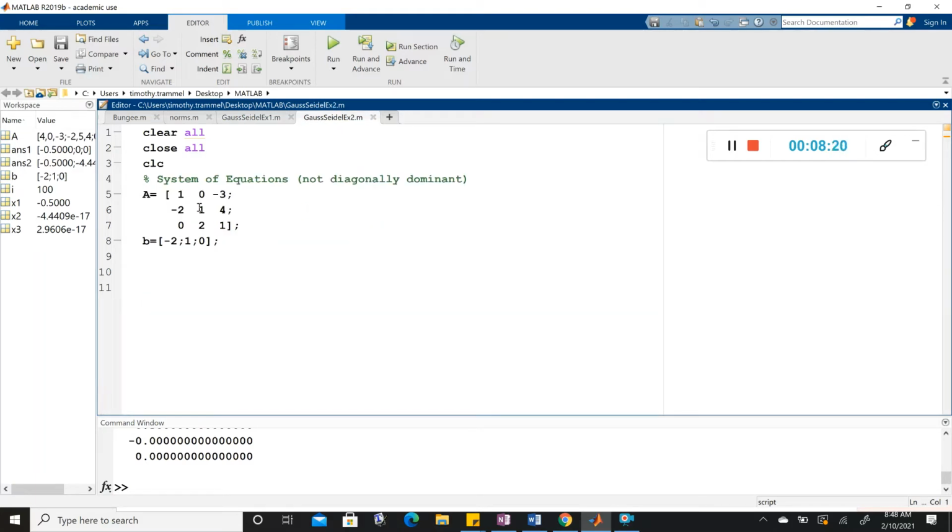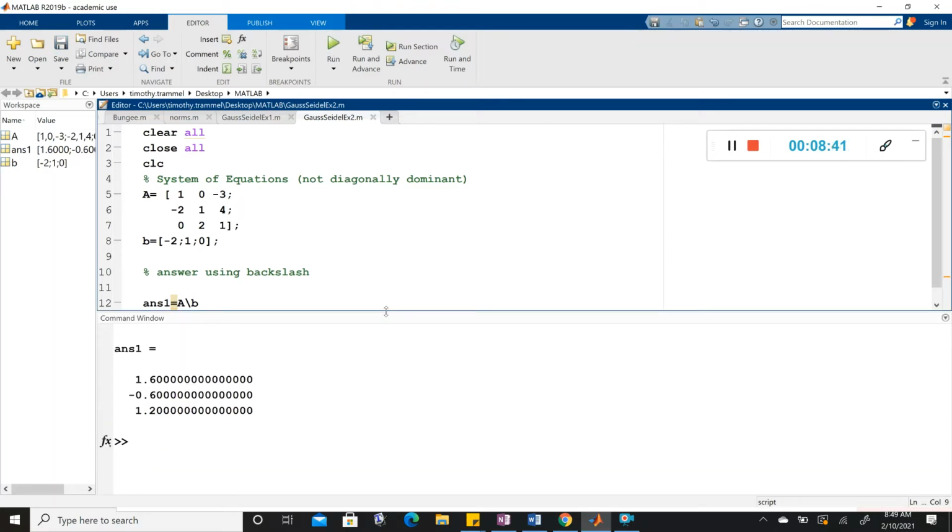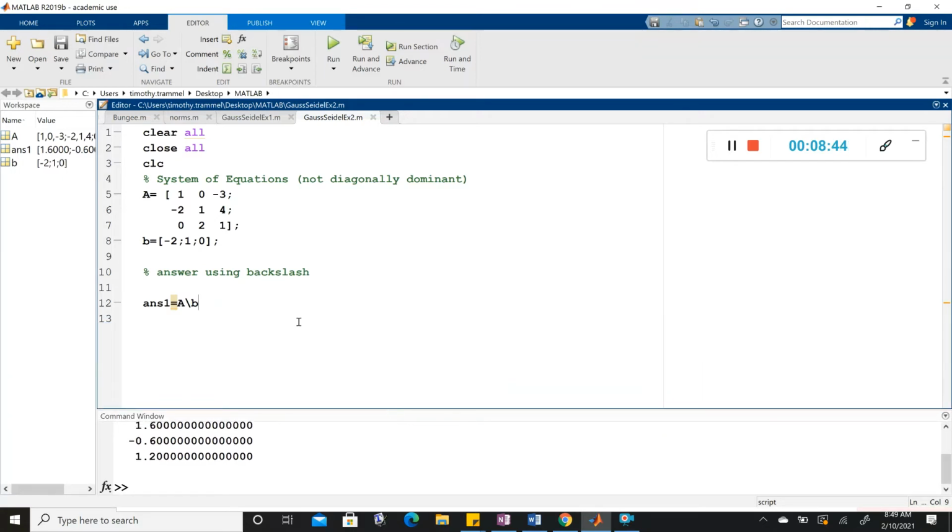So here we have almost the exact same system. And in fact, maybe I could start off by saying answer using backslash, and we'll say ans1 is equal to a backslash b, and we can take a look at this answer here as well. There it is. Okay, and let's start trying to set up this technique. So, Gauss-Seidel implementation.